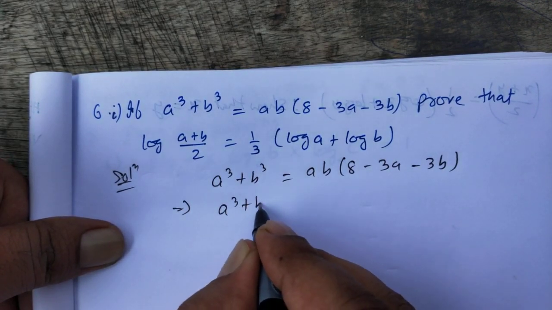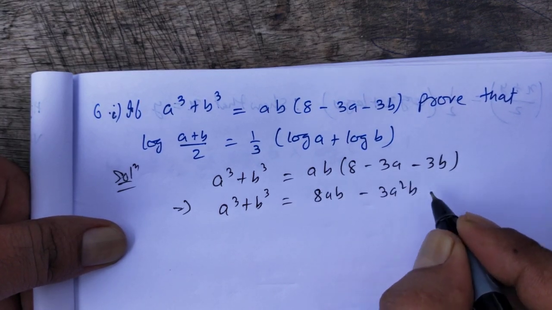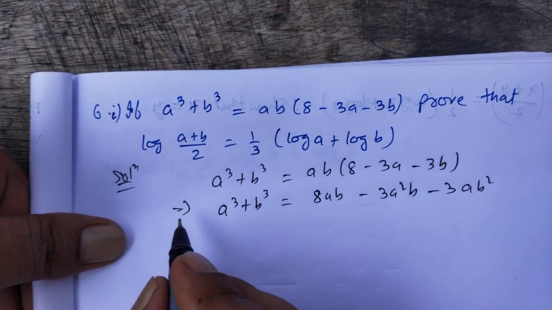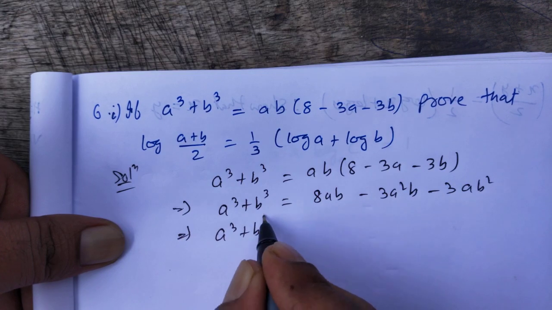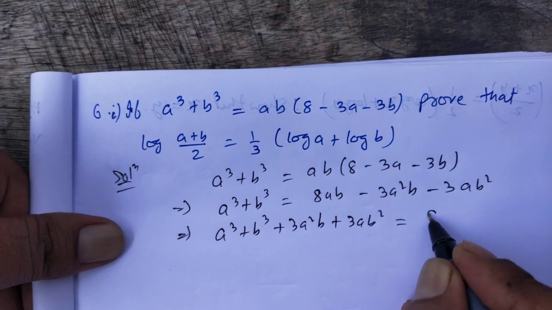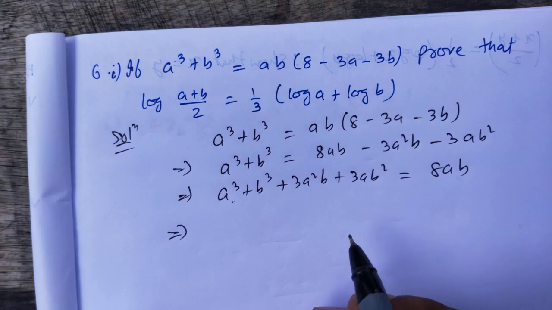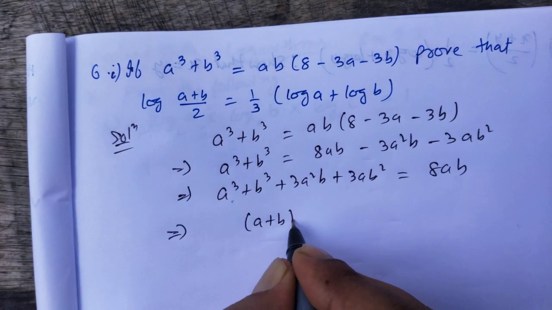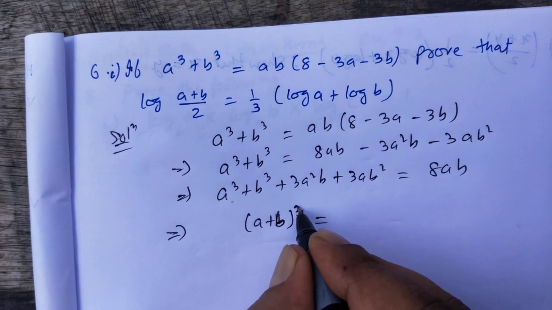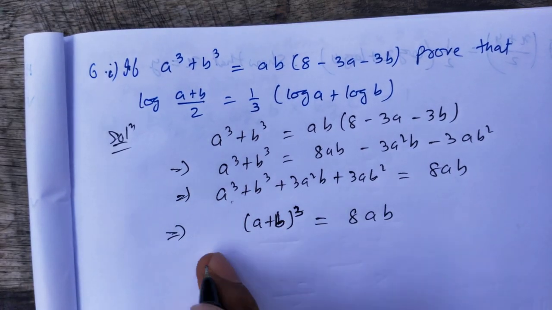So a cube plus b cube multiply 8ab minus 3a square b minus 3ab square. Take these two on the left side. a cube plus b cube plus 3a square b plus 3ab square equal to 8ab. Now this is the formula of a plus b whole cube. So we can directly write a plus b whole cube equal to, not square, cube. And this is 8ab. Now take log both sides, you'll get the answer.